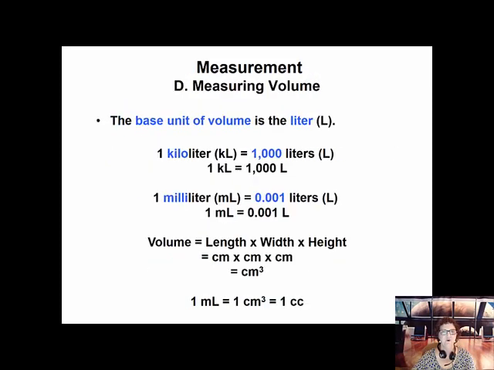The base unit for volume is the liter, all right, and in the liter, you can have a kiloliter, not very often. Okay, that would be 1,000 liters. Usually we look at small numbers. A milliliter is going to be 0.001 liters, or remember the other way of saying that is, there are 1,000 milliliters. It takes that many to make 1 liter.